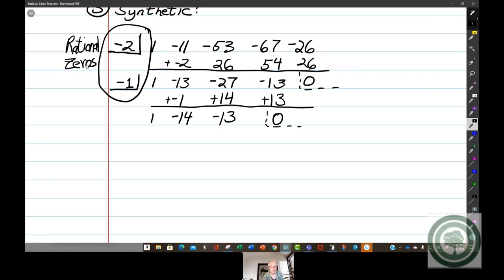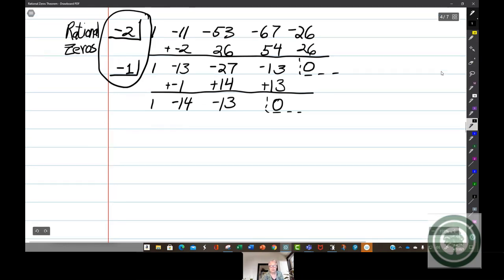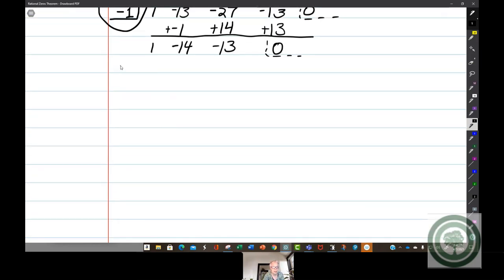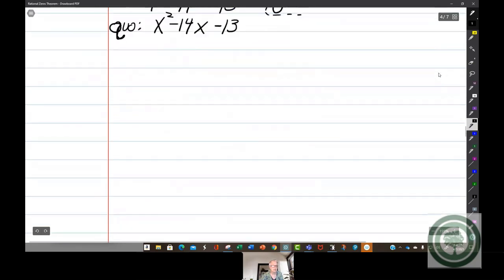All right, now, what else? Here's what else. The quotient is 1x squared minus 14x minus 13 with remainder 0. We now are going to use the quadratic formula on that to find the other zeros. Is this step 4? Yes.